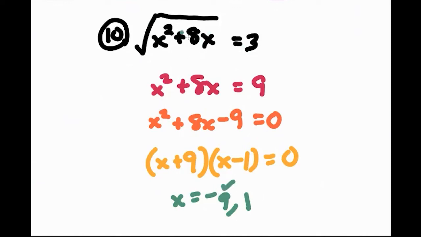Plug the 1 in there, you get 1 plus 8 is 9. Square root of 9 is 3. So both of those check out, and that is the answer. So very good.